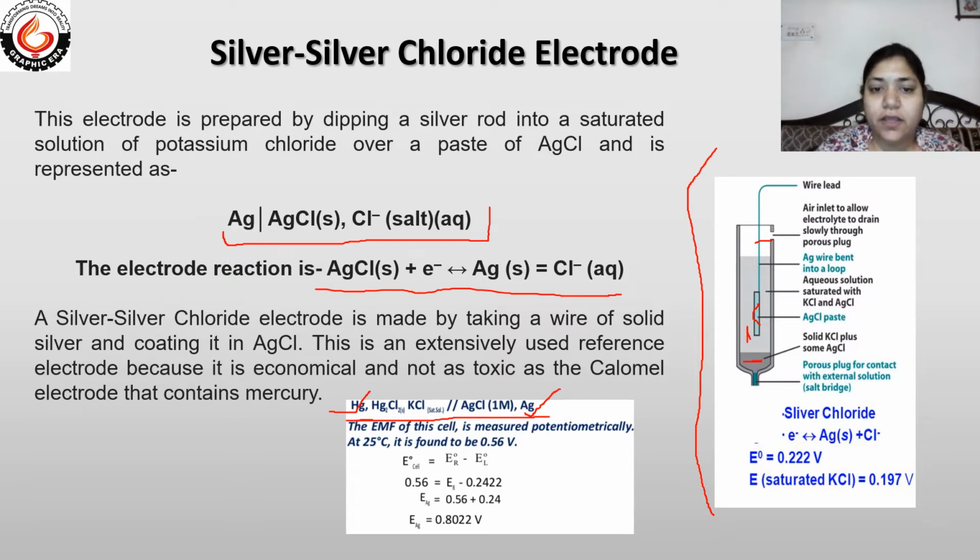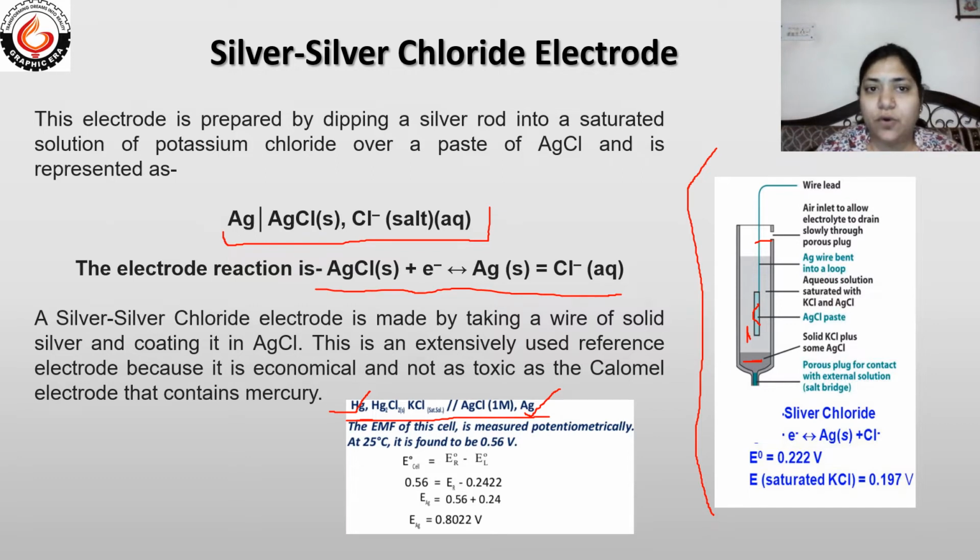Here E naught cell equals E naught R minus E naught L, where R means right and L means left. Here the value of the cell is 0.56, which equals E for silver minus 0.2422, which is the value of the calomel electrode, and then we can calculate the value, which comes to 0.8022 volt.